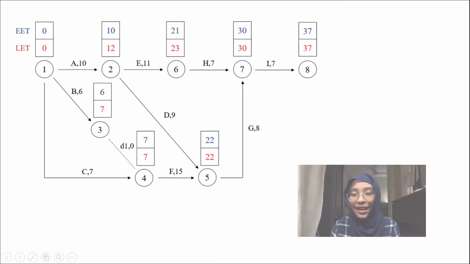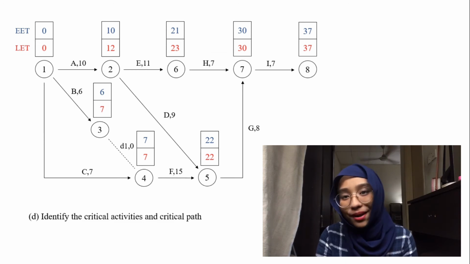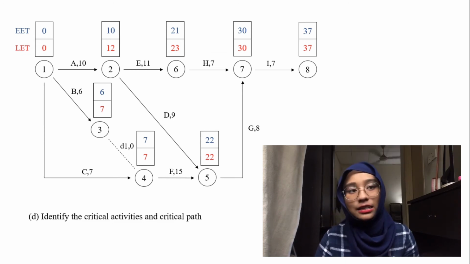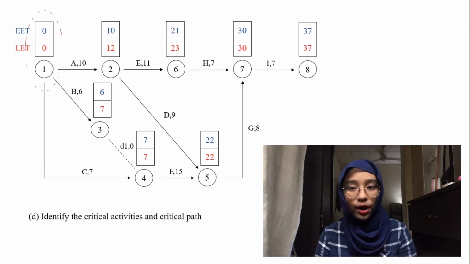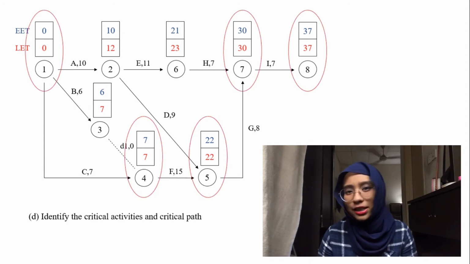Okay, so question D is to identify the critical path and critical activities. The answer for this question is, for the critical activities, CFGI, and for the critical path, 1-4-5-7-8. So how exactly do you answer this question?